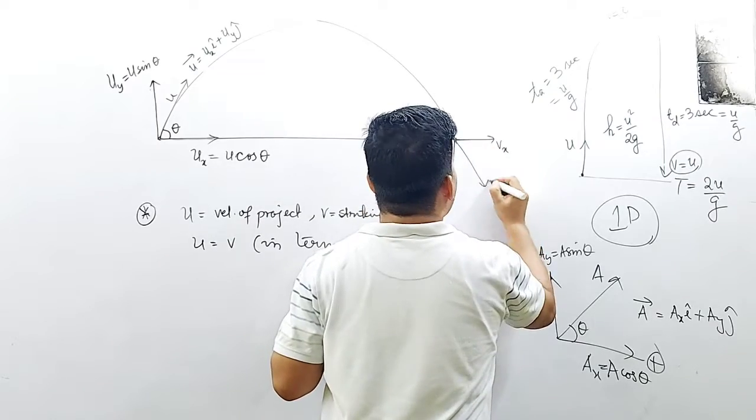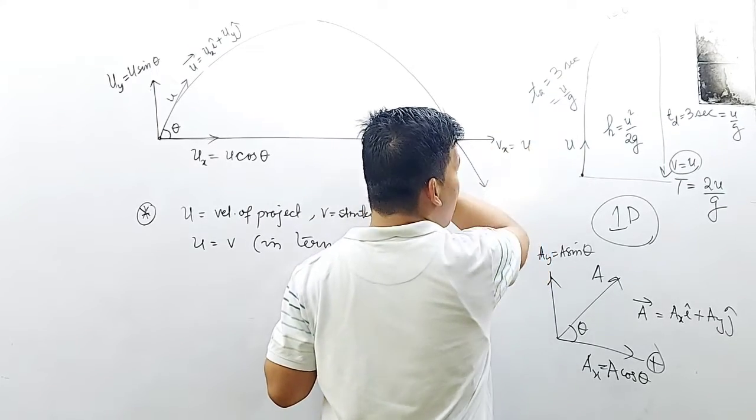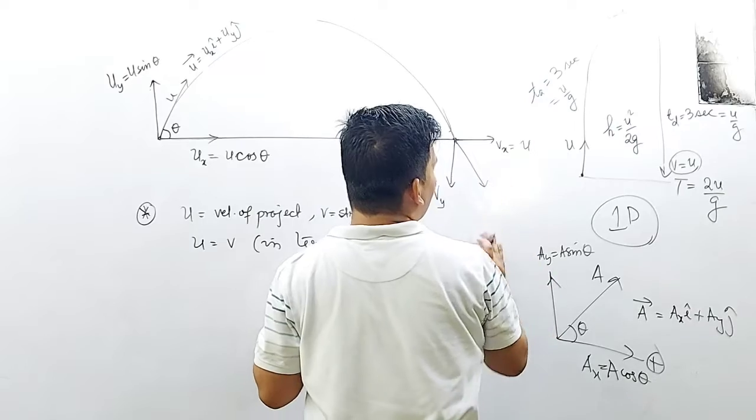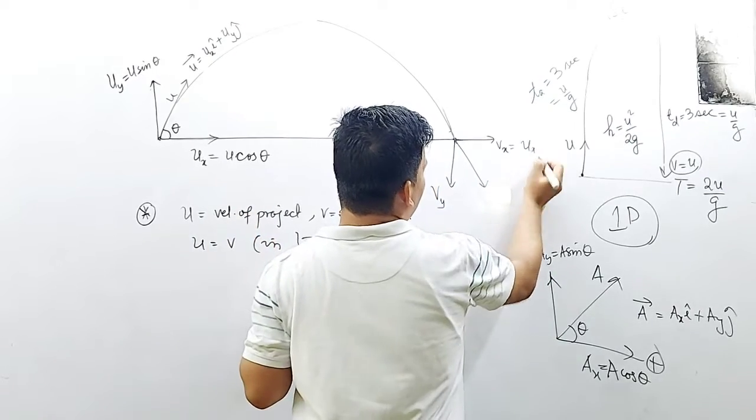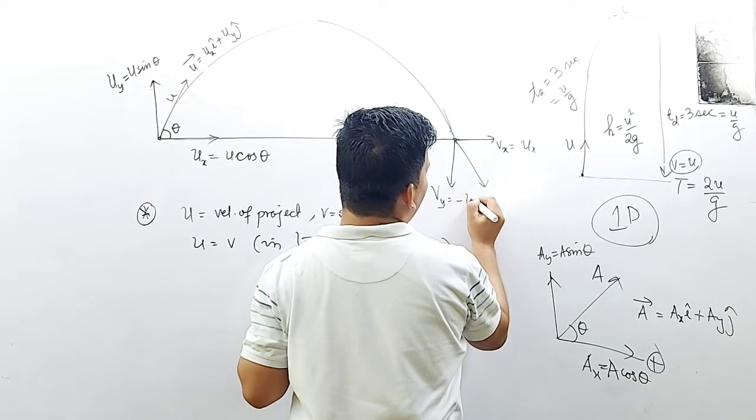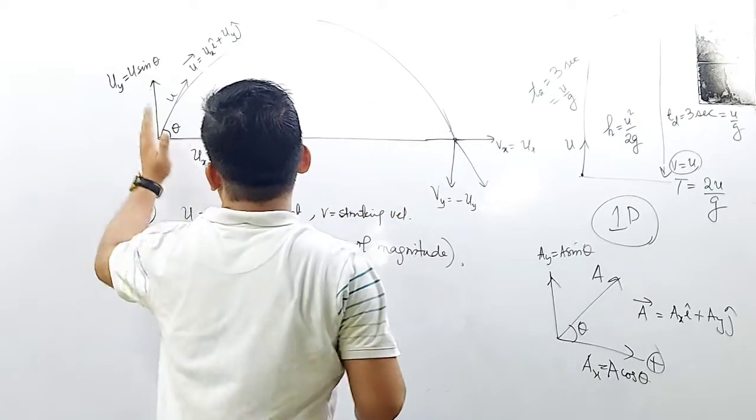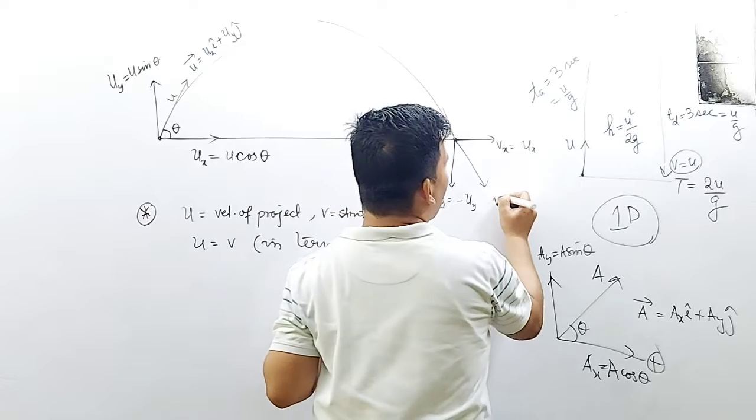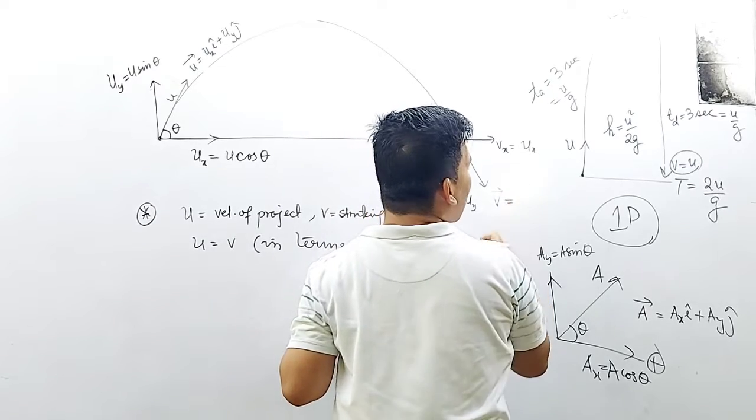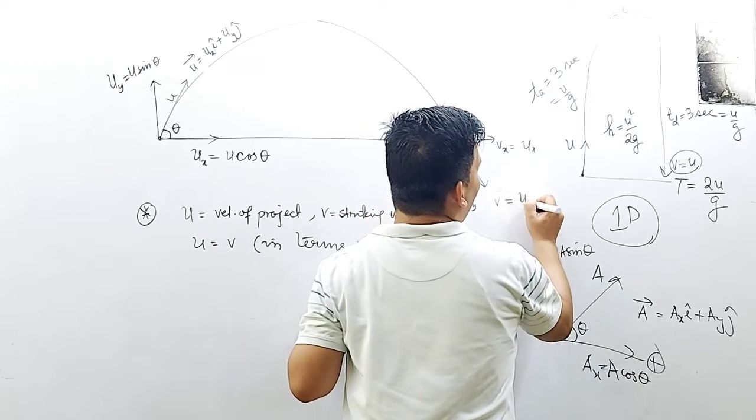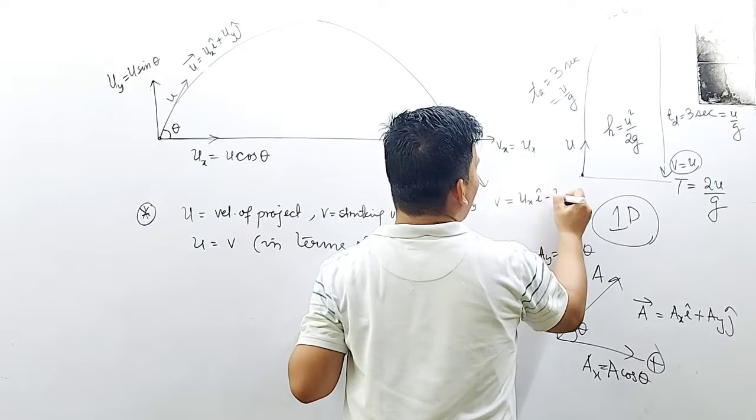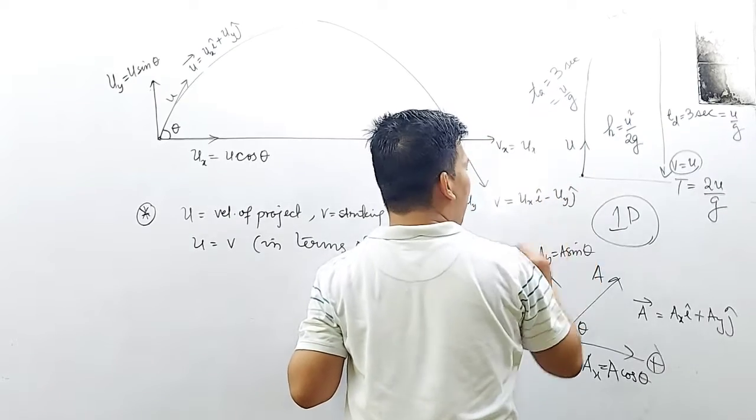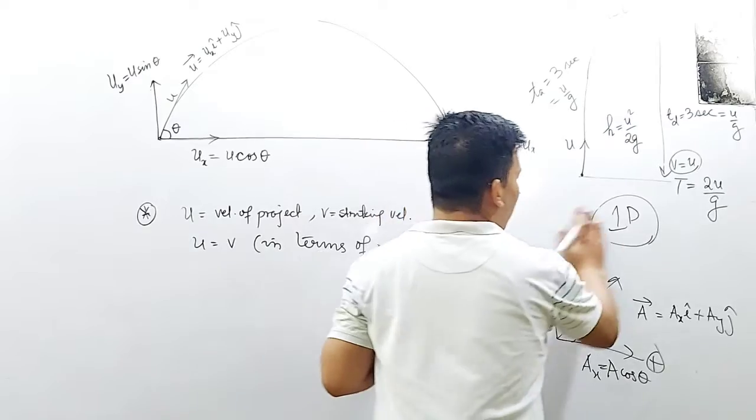Here vx will be equal to ux, which is still in the positive direction. Here this will be equal to minus of uy, because the positive direction is upward and this is the negative direction. And we will be having v vector equal to ux i cap minus uy j cap. How is this obtained?